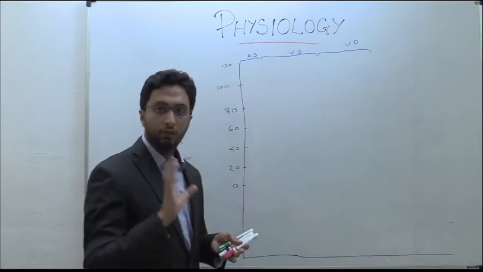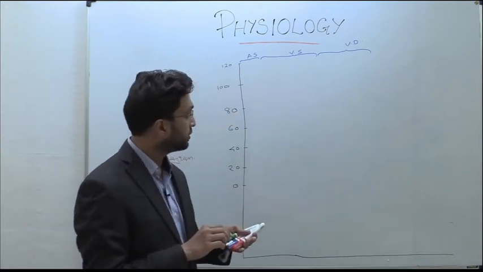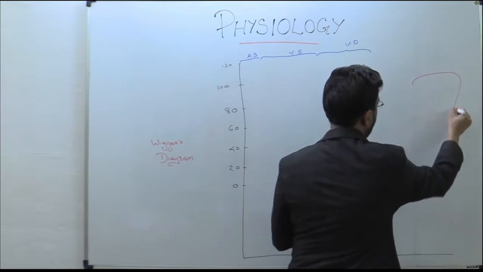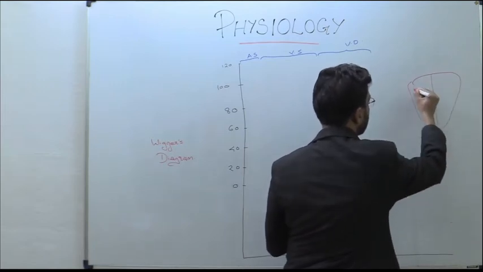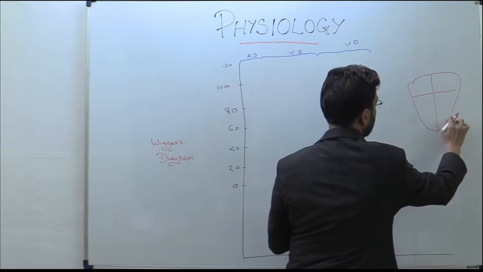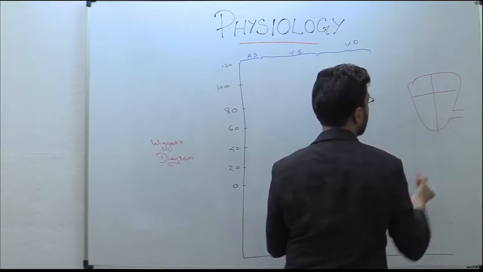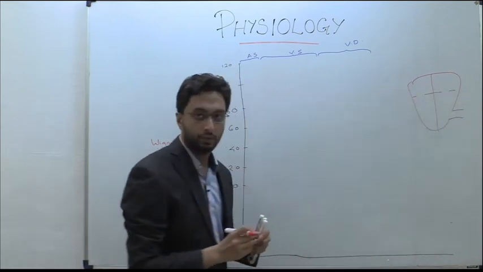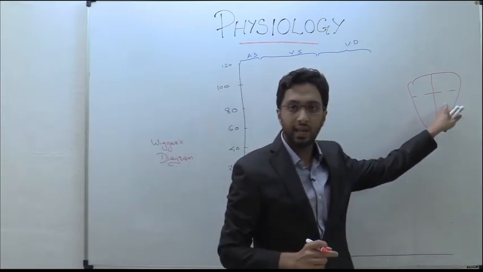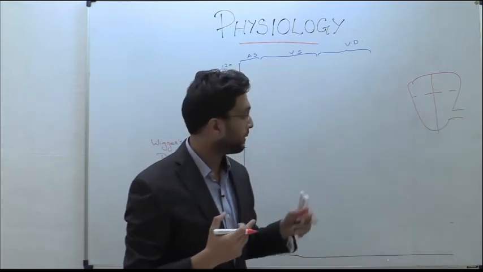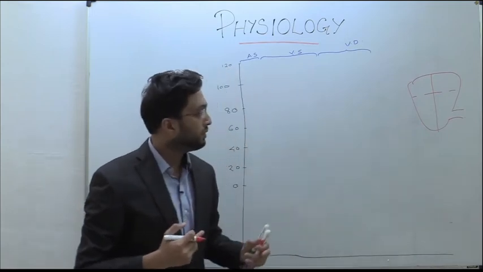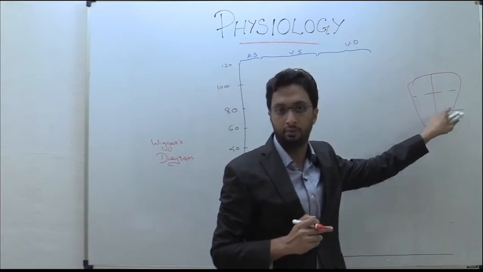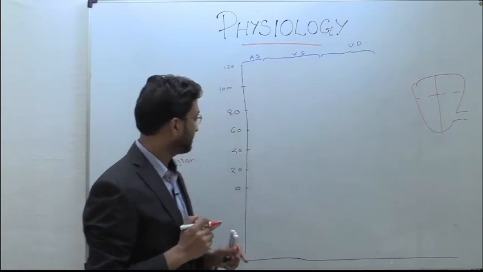Initially, I think I should be drawing the heart as well, a very simplified diagram of the heart. Let this be the chambers of the heart, and let this be the aorta. And there are two atrioventricular valves. Majorly we'll be considering the left ventricle, which is a high pressure system compared to the right ventricle, and we'll first be seeing the pressure inside this left ventricular system.